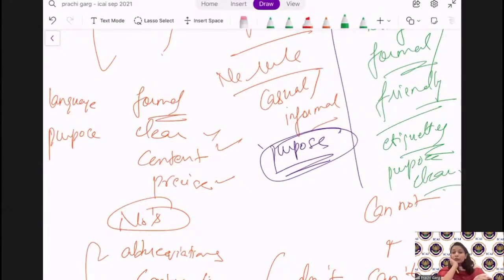In the formal writing, you cannot use casual language. No, Ankit. That's exactly what I said.